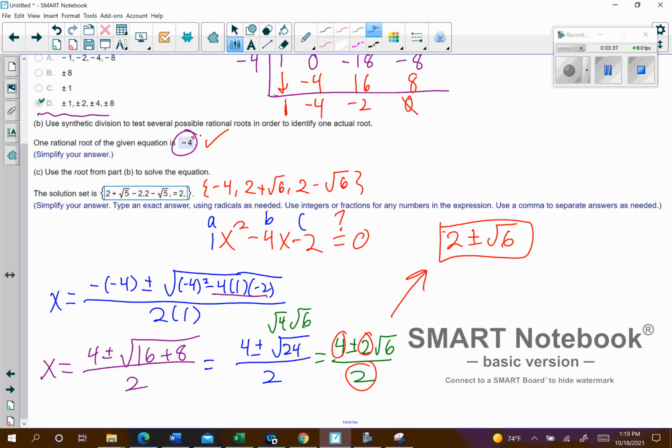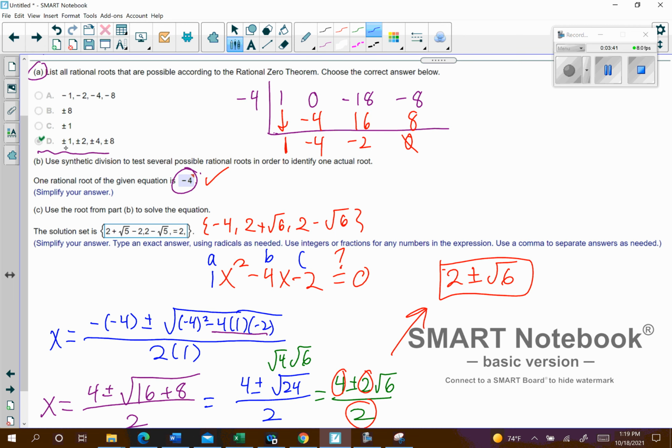So part B, you just find one of them. You want to find an easy one, so you just try those numbers here. Once you find it, see if it's factorable. It's not, so I had to do the quadratic formula, and that's how I got those other two solutions there. But on part C, you want to go ahead and give all the solutions, all three of them.